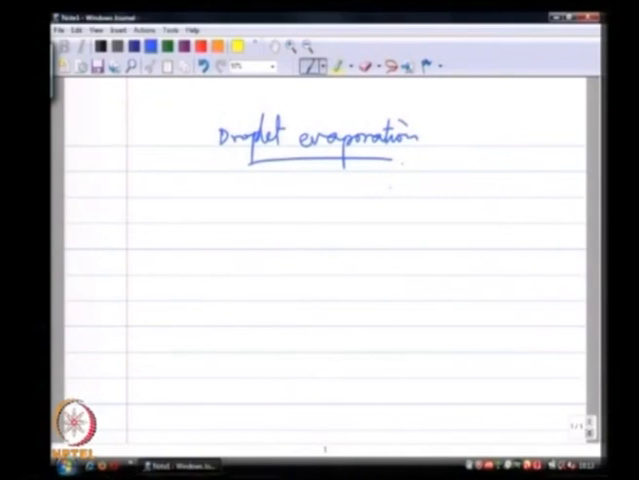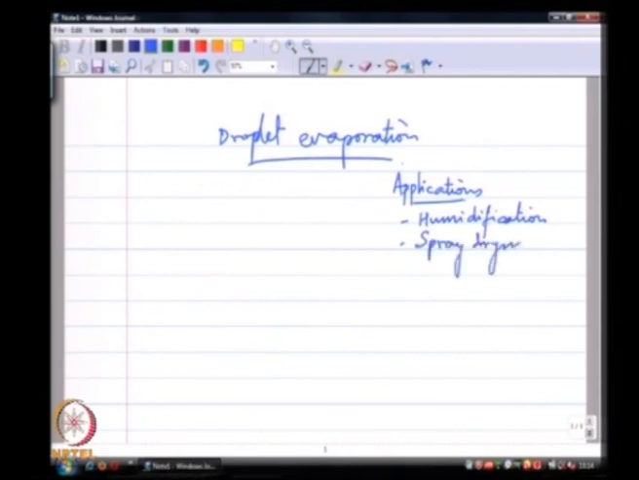Okay. So, like we said, applications are in humidification, spray drying, and of course spray combustion, which is a big part of why we discuss evaporation.